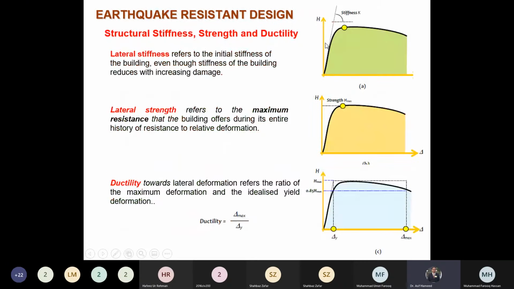What is the initial stiffness? Stiffness of the building within the elastic range. This is the slope of the curve, this is the initial stiffness. It should be high. The structure should have enough strength, and at the same time, it should be ductile. What is the ductility? This is the area under the load deflection curve, or it is the ratio of the maximum displacement to the displacement at yielding. So your structure should have lateral stiffness, sufficient strength, and the structure should be ductile.